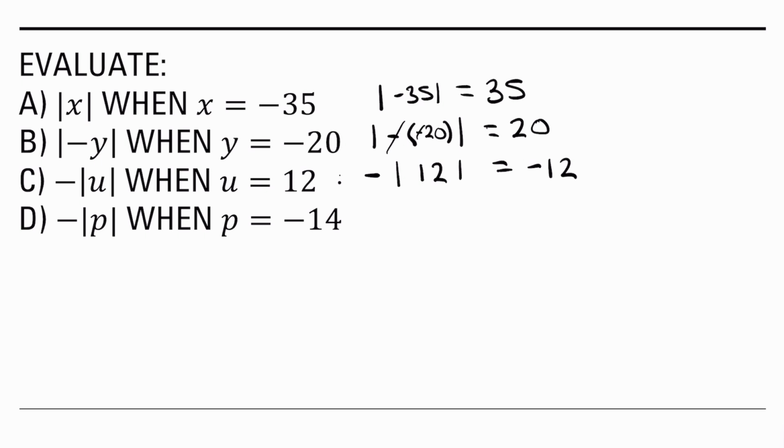So now we've got the opposite of the absolute value of p. And then we've got p is negative 14. So remember, we evaluate the absolute value first. So the absolute value of negative 14 is just 14. And then we carry that negative symbol, or the opposite of 14 will be negative 14. And so that's the answer that we get there.